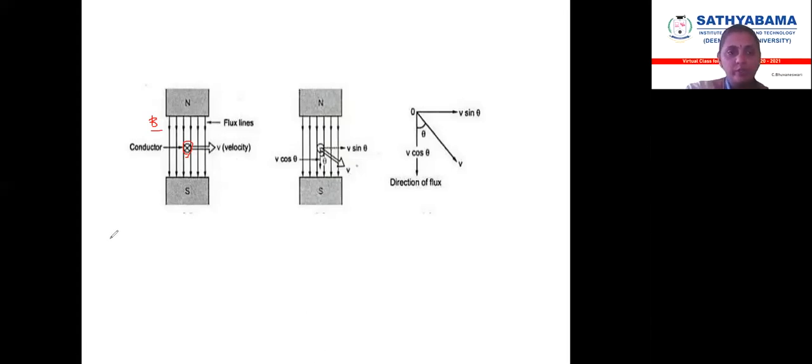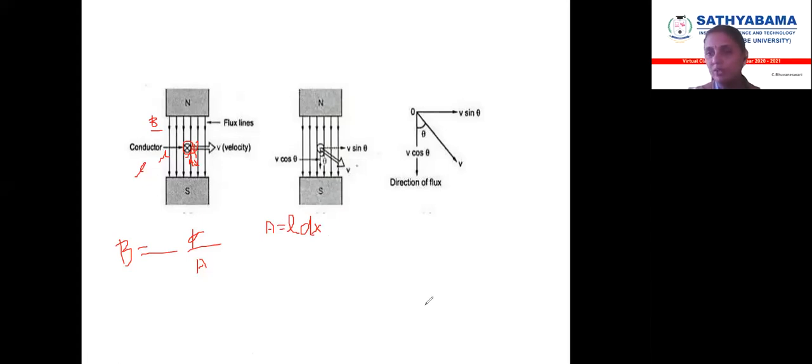Now we are going to use that formula. We know B is equal to phi by A. Let me assume this conductor is of length small l, and it moves from this position to the next point. Let me take the change of distance as dx. Now what is the area swept by the conductor? The area swept by the conductor, A, is equal to l into dx, where dx is the change of distance.